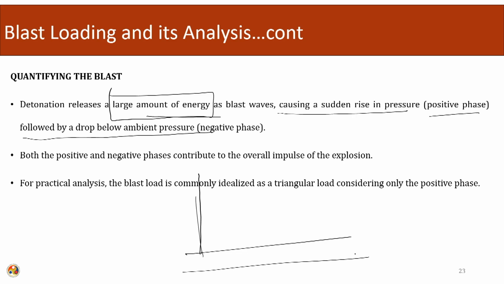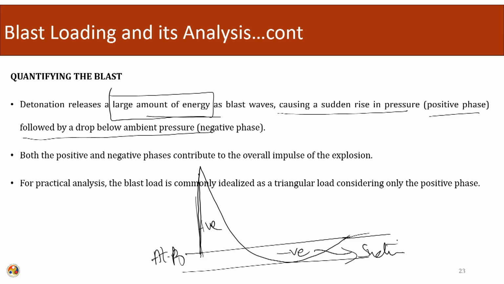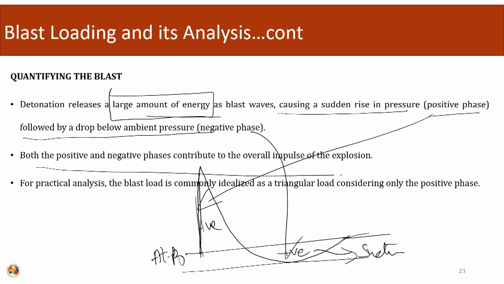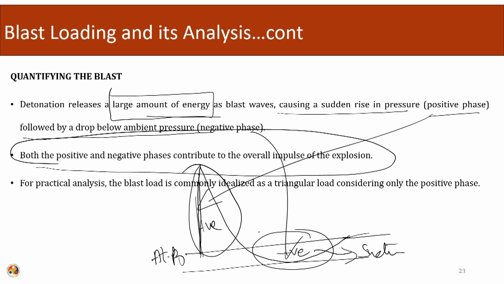This is the atmospheric or ambient pressure, P naught, and it suddenly rises, and then there is a sudden drop below the ambient point. This is known as the negative phase, and this is known as the positive phase. The negative phase we can also call the suction phase. Both the positive and the negative phase contribute to the overall impulse of the explosion. So the total impulse signature is a combination of the positive phase as well as the negative phase.